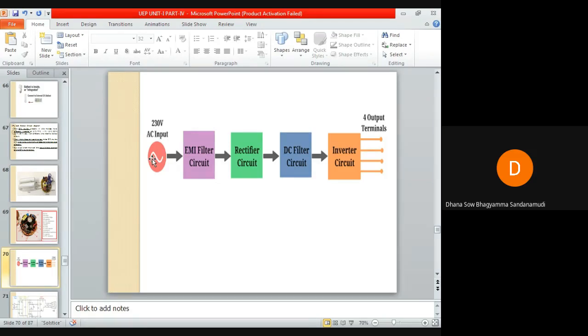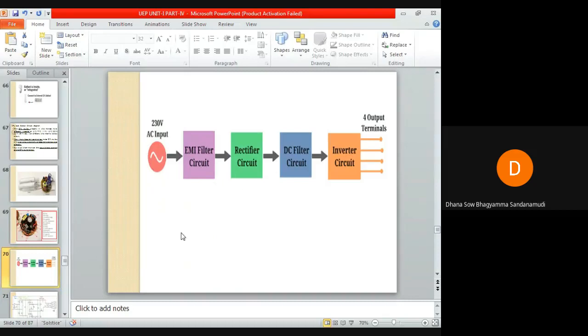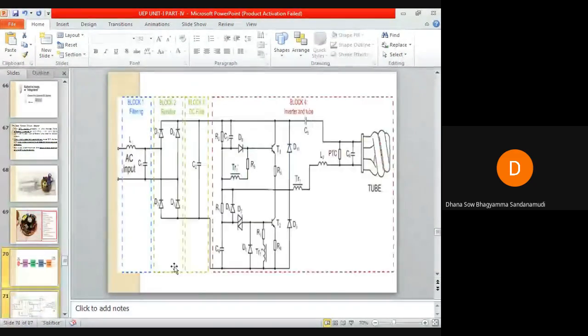One is the EMI filter circuit, that is the electromagnetic interference filter circuit. Next one is the rectifier circuit. Next one is the DC filter circuit. Next one is the inverter circuit. From there 4 terminals are brought out and they are given to the tube, which is a CFL tube. Okay, so I got some image from the internet.